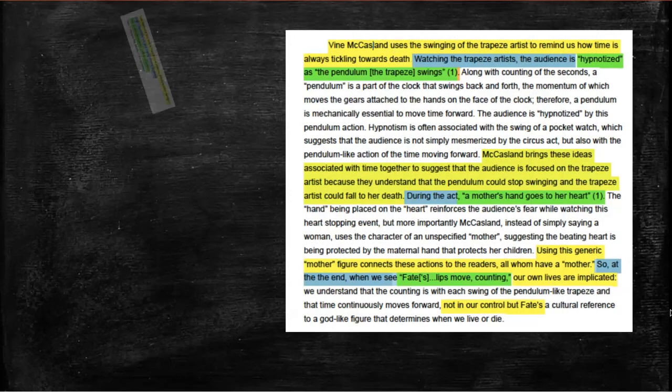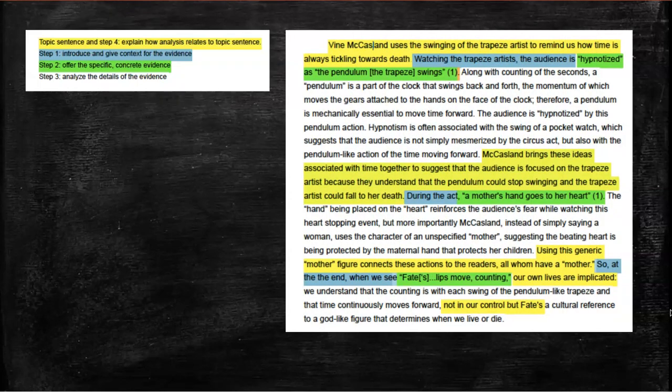So we have a paragraph here, and the 4 steps are all highlighted. So the topic sentence is highlighted in yellow, which is actually step 4 also, because step 4 is where you need to explain how analysis relates to the topic sentence. Then we have step 1, introduce and give a context for the evidence. Step 2, offer the specific concrete evidence. And step 3, analyze the details of the evidence.